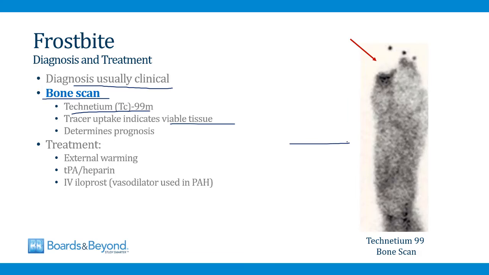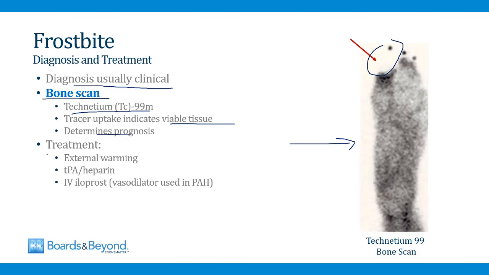If you look at this bone scan of a foot on the screen, you can see that there's darkness and tracer uptake everywhere except the big toe right here. That means that the big toe is dead and not viable, and this can help to determine prognosis for the patient and also to make decisions about whether or not to perform amputation.